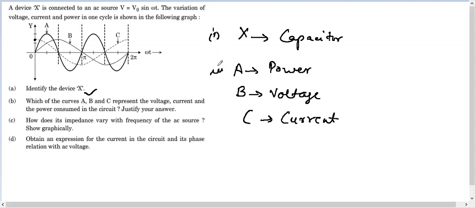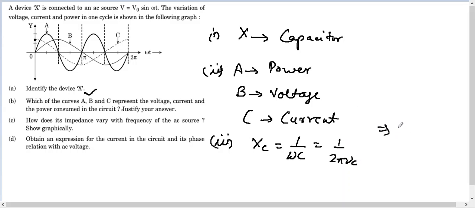The second part, now let's talk about the third part, which says that how does its impedance vary with the frequency of the AC source. Alright, so very well we know that XC is equal to 1 upon omega C, and it is also equal to 1 upon 2 pi nu C. That means we know that this XC is inversely proportional to the frequency.